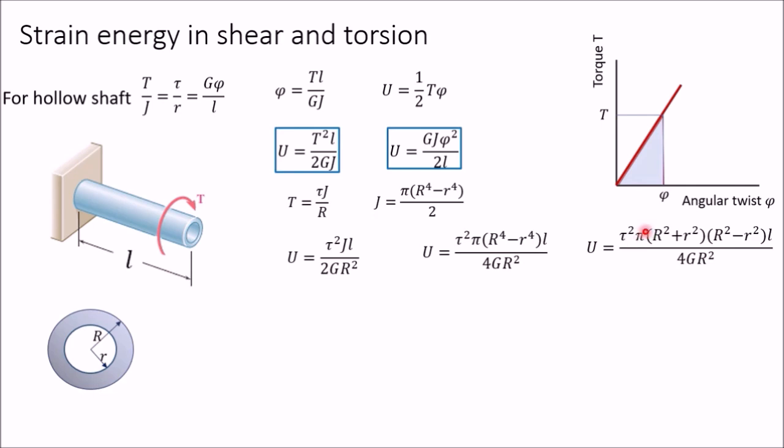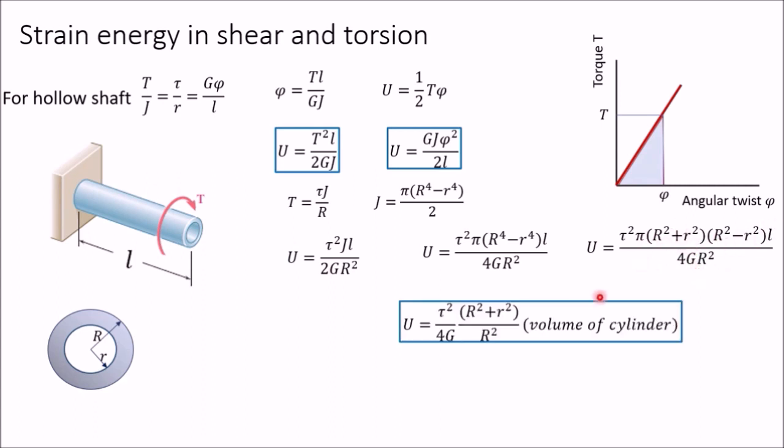Now in this, pi into this term into L is the volume of this hollow cylinder, cross sectional area into length. So you will get tau square divided by 4G. Now these 3 terms I have changed into the volume of the cylinder, and what is remaining is capital R square plus small r square divided by capital R square. Now you can see, if in this hollow cylinder relation you put small r equal to 0, as in the case of a solid cylinder where r will be 0, automatically we will get the same relation that we got for the solid cylinder.